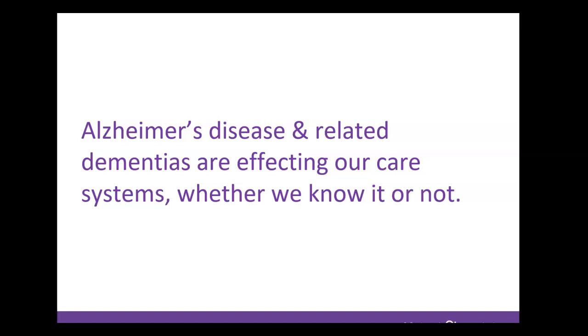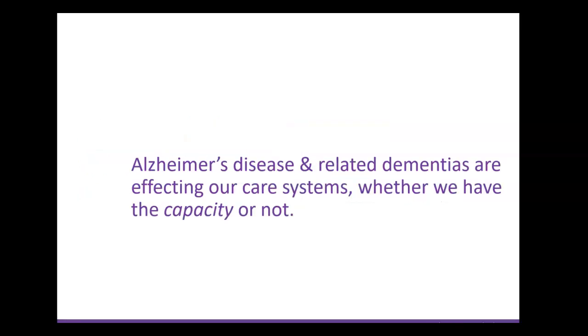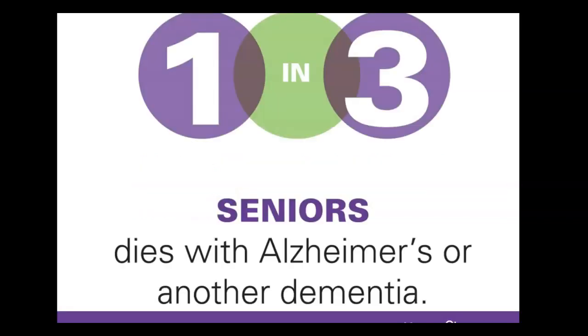What we know is that Alzheimer's disease and related dementias are affecting our care systems, whether we know it or not. Alzheimer's disease and related dementias are affecting our care systems. 1 in 3 seniors die with Alzheimer's or another type of dementia, and that's considered a high statistic. Again, 1 in 3 seniors actually succumbing to Alzheimer's disease.